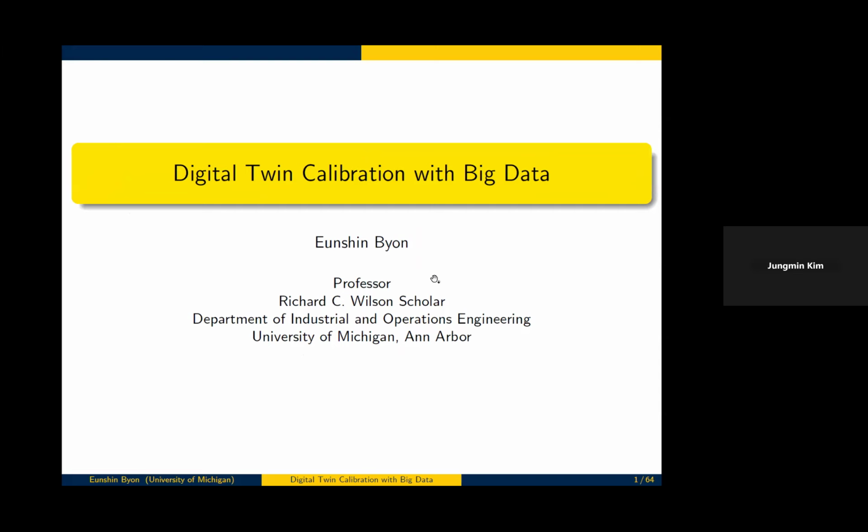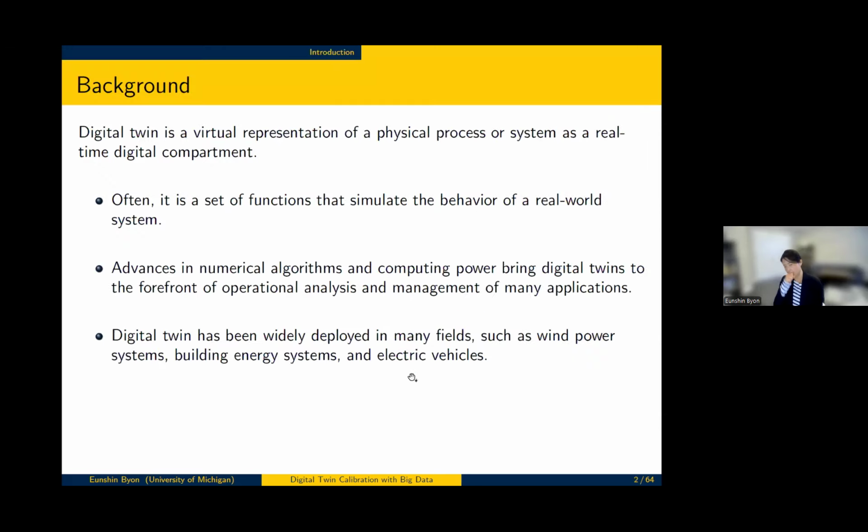Okay, so I'm going to present my recent research on the digital twin calibration with big data. Digital twin is the big jargon these days. A digital twin is a virtual representation of a physical process or system as a real-time digital counterpart. So this is a set of mathematical functions that simulate the behavior of a real-world system.